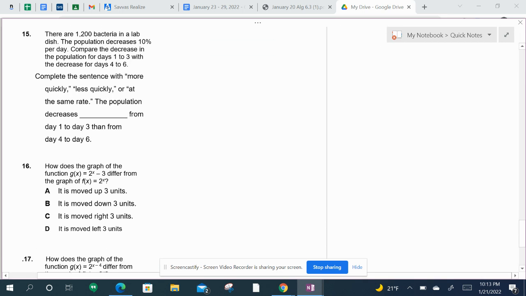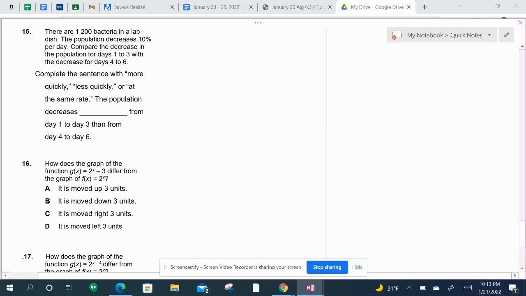All right, on 15, it says there are 1,200 bacteria in a lab dish and the population decreases 10% per day. Compare the decrease with the population for days 1 to 3 with the decrease for days 4 to 6. Guys, we don't need to go real specific with this. Just think about it like this. If it's a decay problem, that means it's this kind of shape. Days 1 to 3 would be like here to here. I'm decaying quite a bit there.